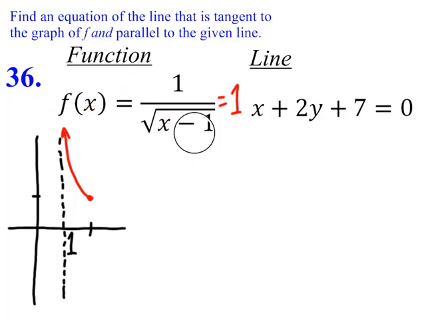What if I were to plug in, I'm going to choose something very convenient here, what if I were to plug in 10? That's very convenient because that means that 10 minus 1 is a perfect square. And so I could tell that I get an output of 1/3. What if I were to plug in 101? That's another convenient one because then I would get 1/10 as my output. 1 over square root of 100, right? So I can tell that as x gets bigger and bigger and bigger, my output just becomes smaller and smaller numbers that are still positive.